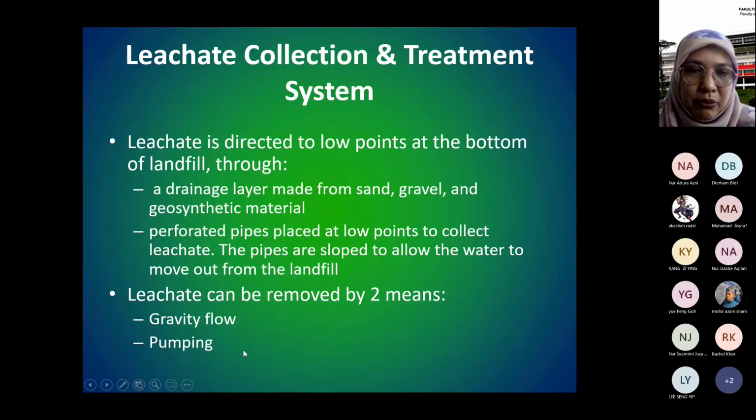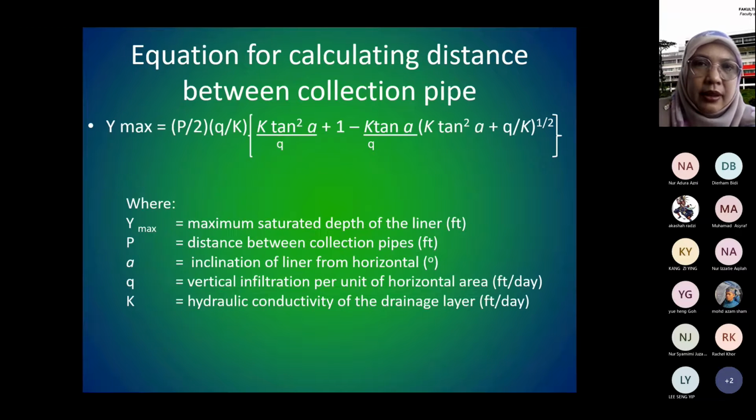Pumping to remove the leachate. Okay, so the equation for calculating the distance between the collection pipes. Actually, there's an example in the textbook as well, on how to calculate that.